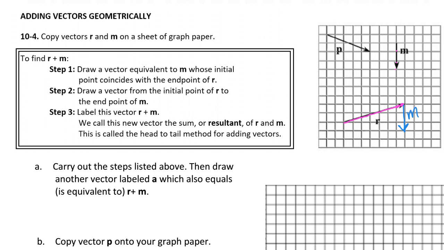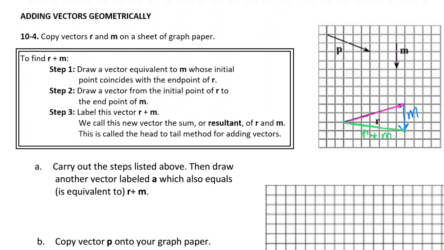Okay, and it says that we want to draw the vector from the initial point of R to the end of M. So in other words, what we need to find is this green vector. They asked us to label this vector R plus M. And they called this the resultant vector. Okay, and we used the head to tail method for adding vectors. All right, so we just did part A.